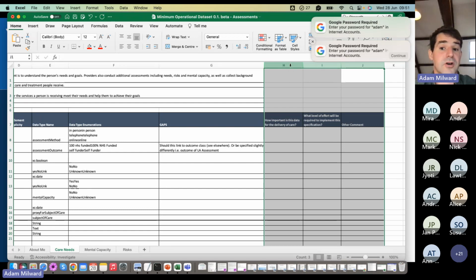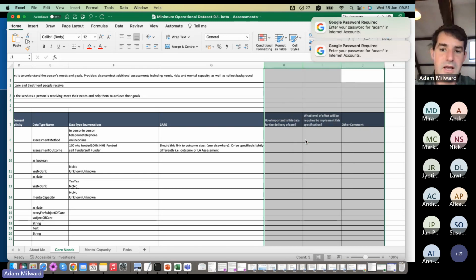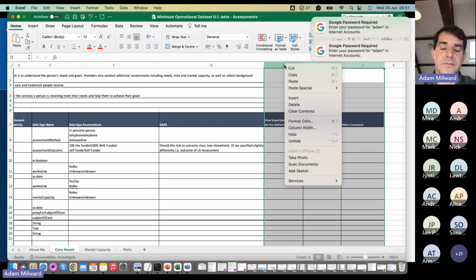Even if you just go in and make comments on the things that you think are particularly important, that would be really, really helpful. So if there are parts of the specification that you think have really high burden and basically don't provide that much value, please do tell us through the spreadsheet. And then you can upload it or send it through to us.